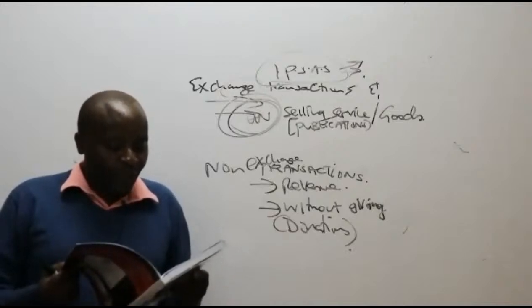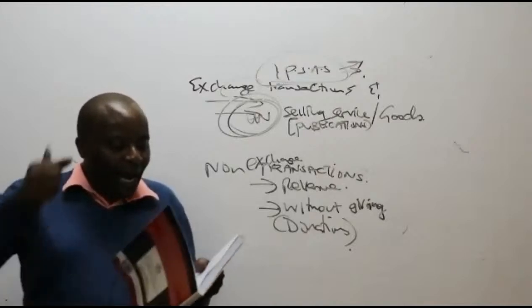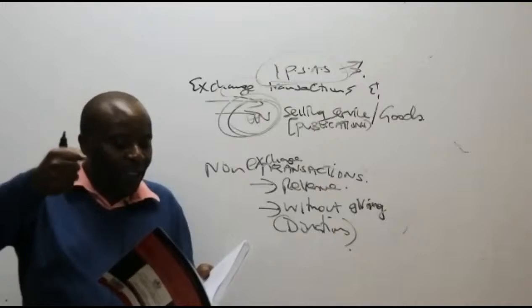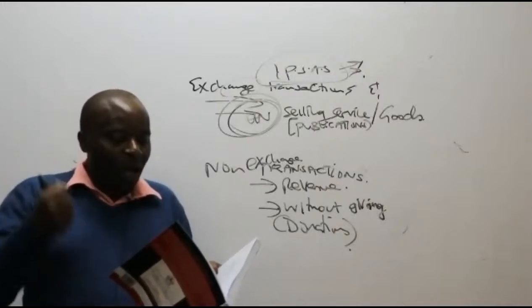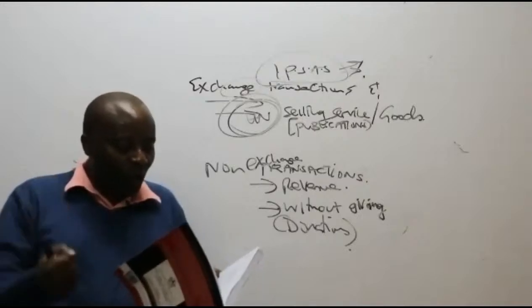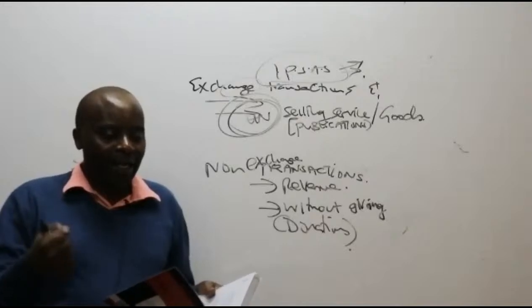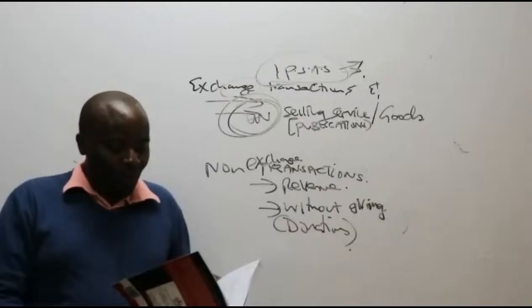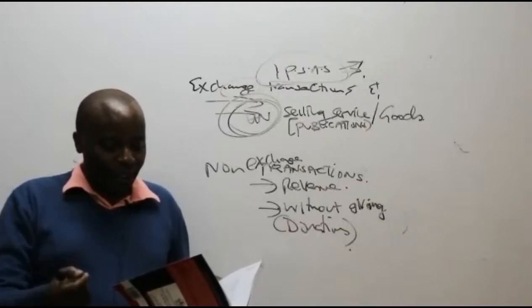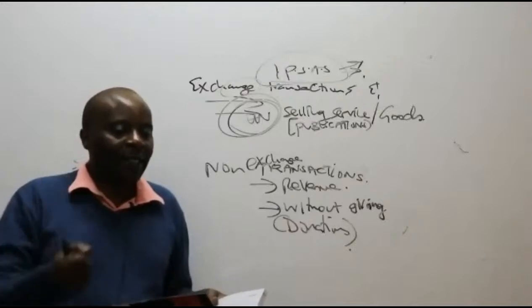With reference to IPSAS 9, revenue from exchange transactions, summarize 5 conditions that must be satisfied before revenue from the sale of goods can be recognized. Before you recognize revenue from the sale of goods, there are some conditions that must be met.